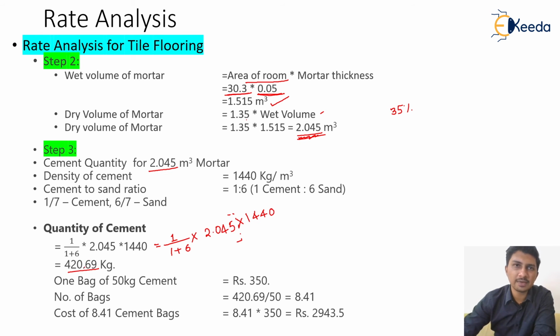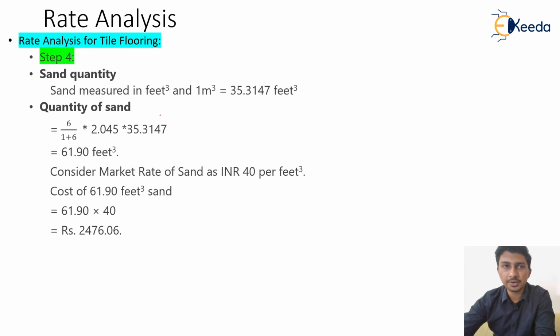So now we know that one bag of cement is 50 kg, which is around 350 rupees. Therefore the number of bags will be this quantity divided by 50, that is 8.41, into the cost of the cement bag, 350 rupees. So a total of 2943 rupees and 50 paise will be the cost of the cement we are going to need.